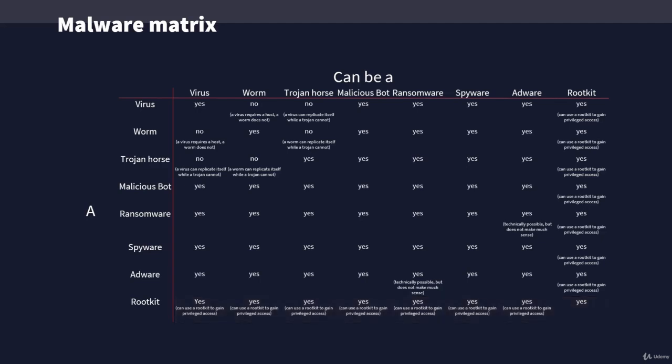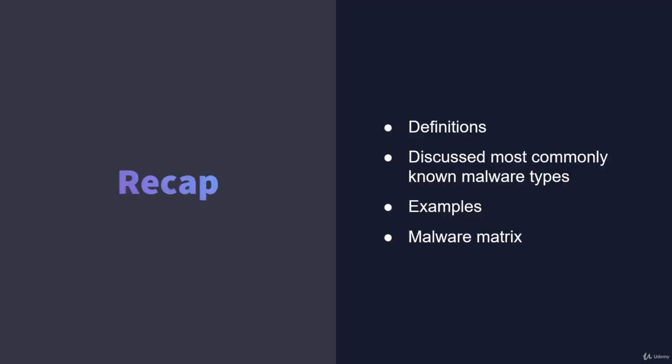I hope that after discussing this matrix, you now have a better understanding of relationships between different types of malware discussed today. To recap, in this lecture we learned what malware is, what it can do, we explored the most common types of malware, looking at their capabilities and some concrete examples. Finally, we had a look at the malware matrix to better understand the relationship between different types of malware.